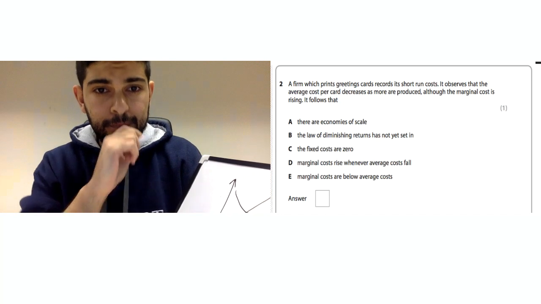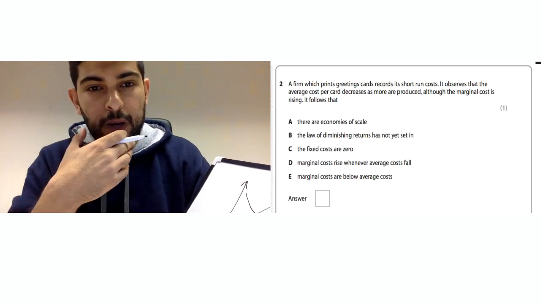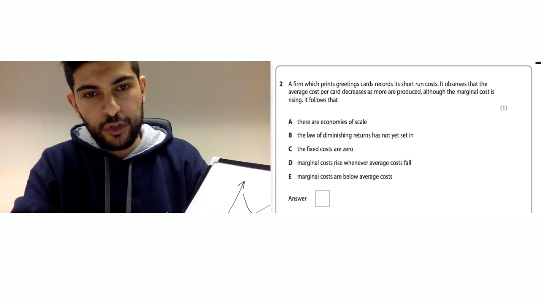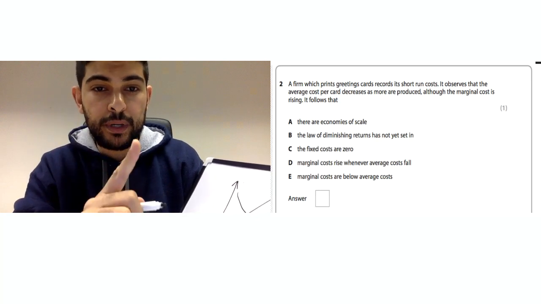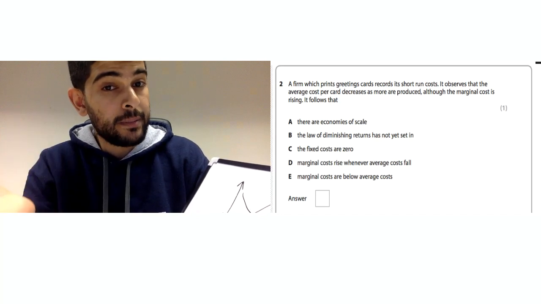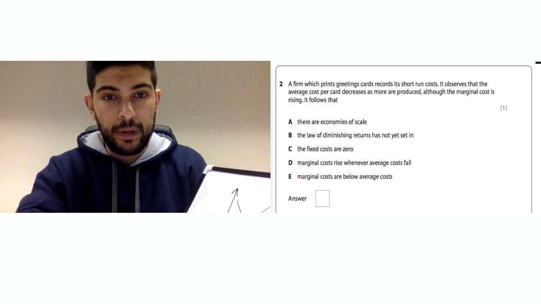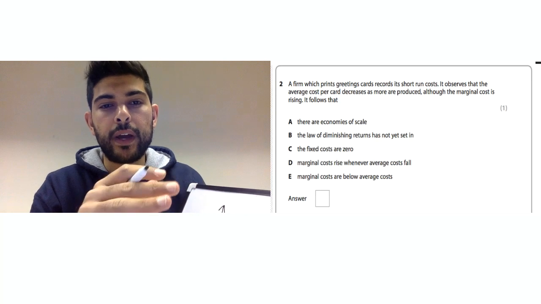Option C. Option C says the fixed costs are 0. Well, my question to you then is, what is the definition of the short run? Well, the definition of the short run is, in the short run, at least one factor of production must be fixed. Therefore, it can't be C. It would be correct, by the way, if the question was a long run question, because in the long run, there are no fixed costs. But in the short run, there are definitely fixed costs. Therefore, C is also incorrect.